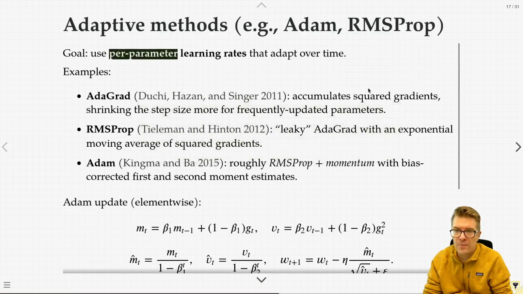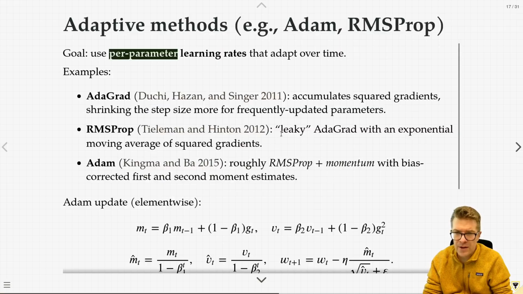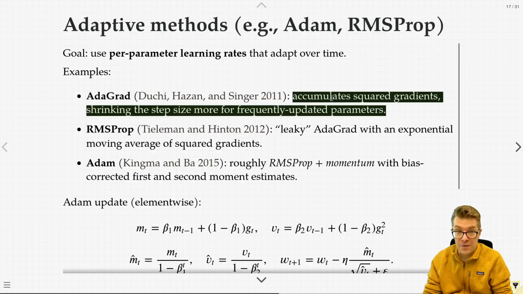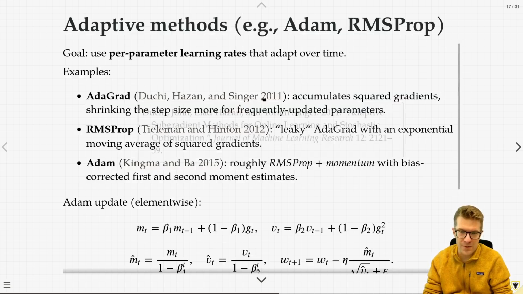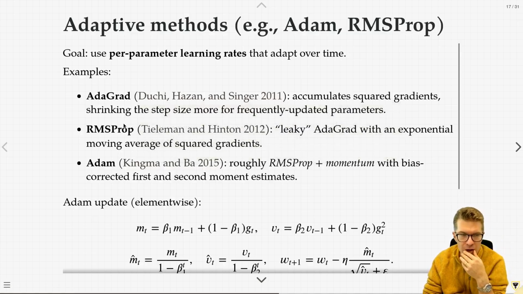Adagrad from 2011 accumulates squared gradients and shrinks the step size for more frequently updated parameters. RMSprop from Tieleman and Hinton a year later is a form of Adagrad with exponential moving averages. And then Adam, but you're not going to need to know this. Spoiler alert for those in this course, I'm not likely to ask you to define Adagrad and RMSprop because this is a bit of a stretch. I'm not going to ask you to read these papers either. But for those who want to go deeper, these are the directions in which you'd want to learn.